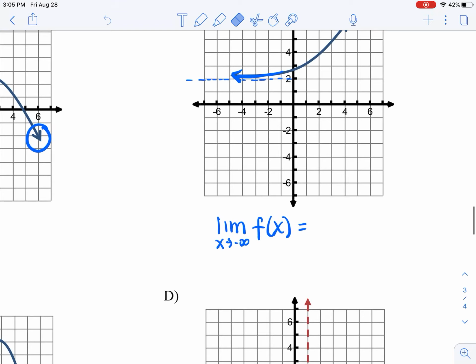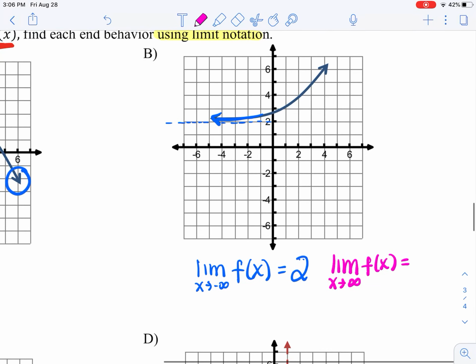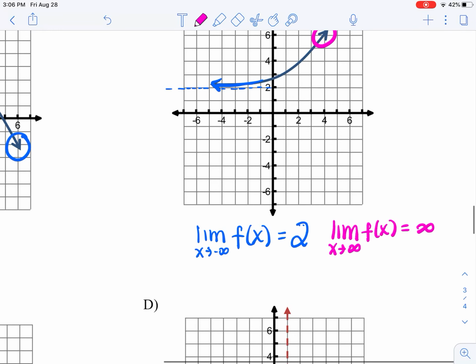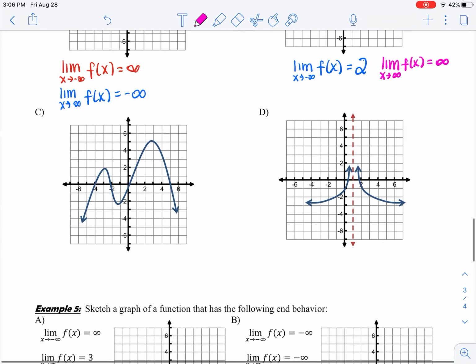Okay, so as you look left, we said it's approaching 2, so I'm going to put a 2 right here. All right. Now I'm going to do the right-handed limit, the end behavior on the right side. The limit as x approaches positive infinity. So as my x values are getting bigger and bigger, I'm going to look on my graph to the right, and my y values, that's an arrow pointing upwards, so they're approaching infinity. Go ahead and pause the video and try C and D here, and then compare your answers with mine.